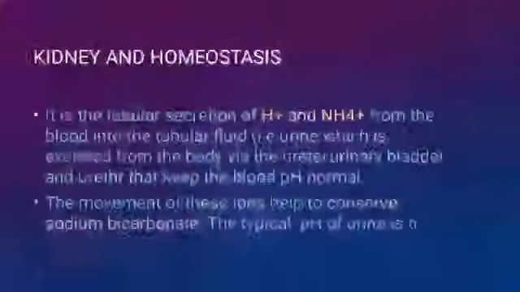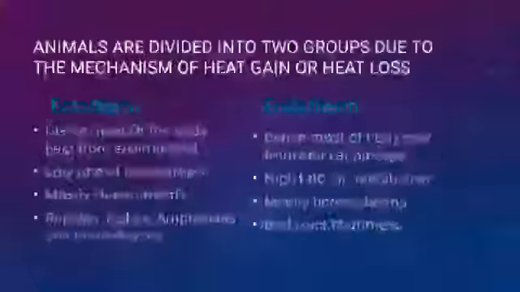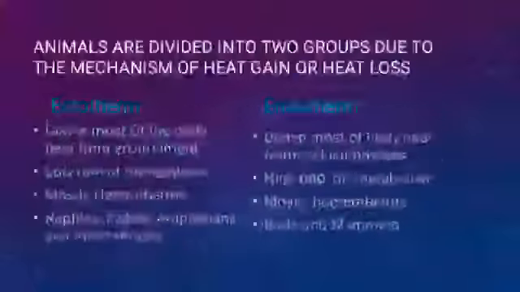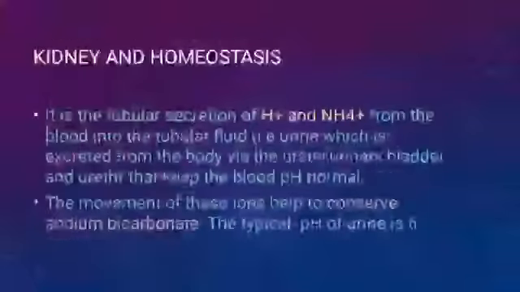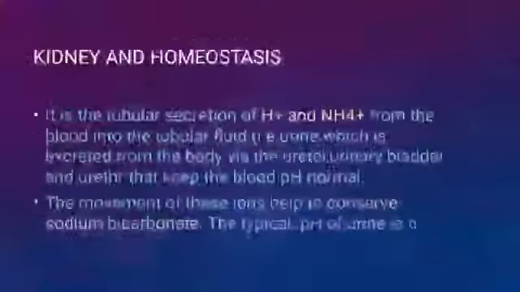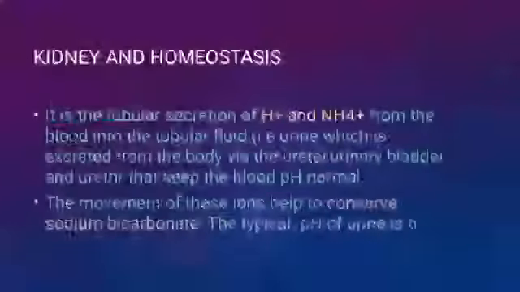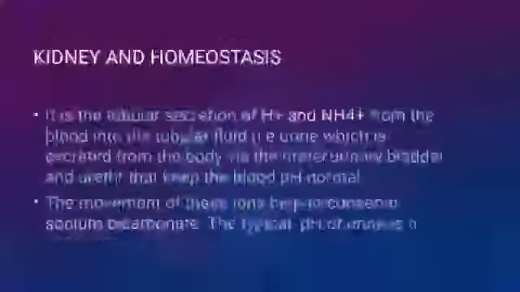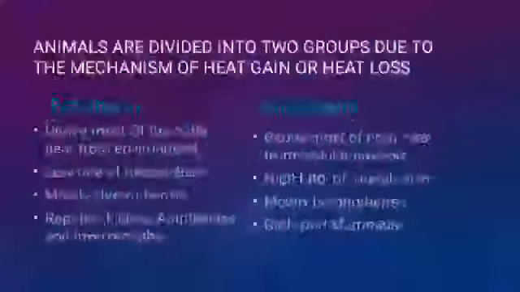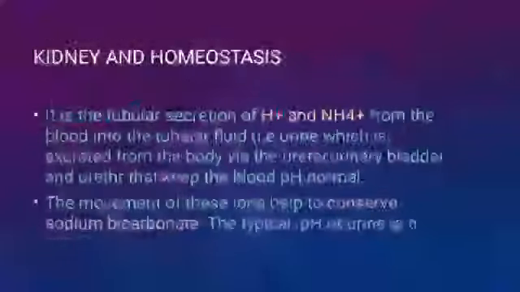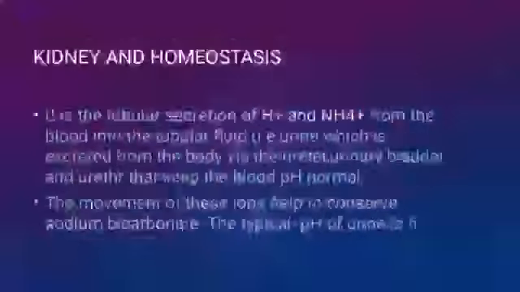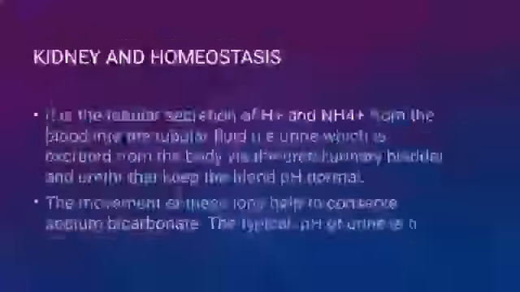Then there is the tubular secretion of H+ and NH4+ from the blood into the tubular fluid, that is urine, which is excreted from the body via the ureter, urinary bladder and urethra, and keeps the blood pH normal. The movement of these ions helps to conserve sodium bicarbonate. The typical pH of urine is 6.